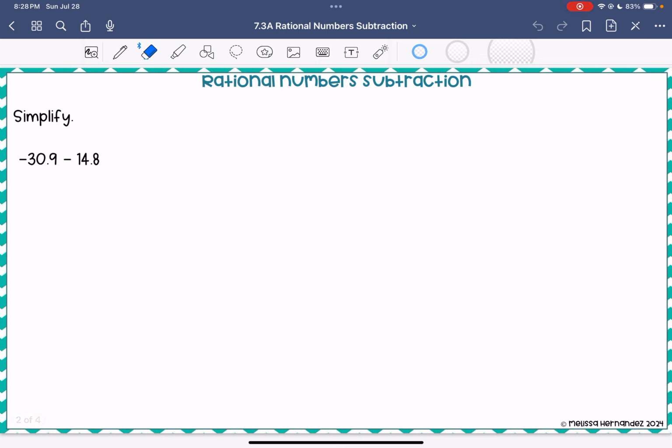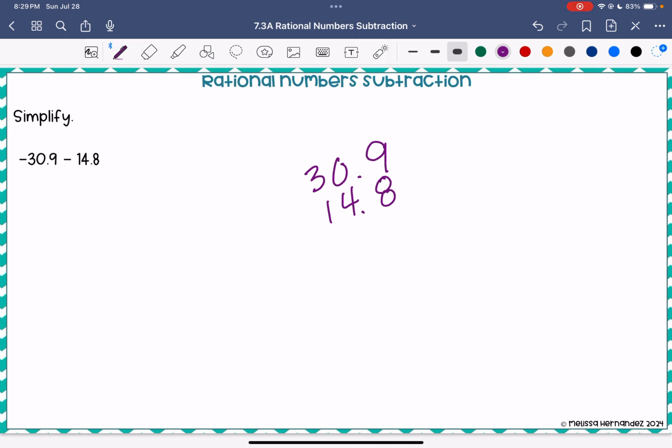Okay, so for this one, it says negative 30.9 minus 14.8. So in other words, look at it as you owe someone $30.90, and then you also went ahead and borrowed another $14.80. So what you're going to do is figure out the total amount that you owe. So that means I'm going to go ahead and add them both. But my sign has not been determined yet. So if you're thinking about it, you borrowed money once and you borrowed money twice. Well, if you owe money, it's going to be negative 45.7.